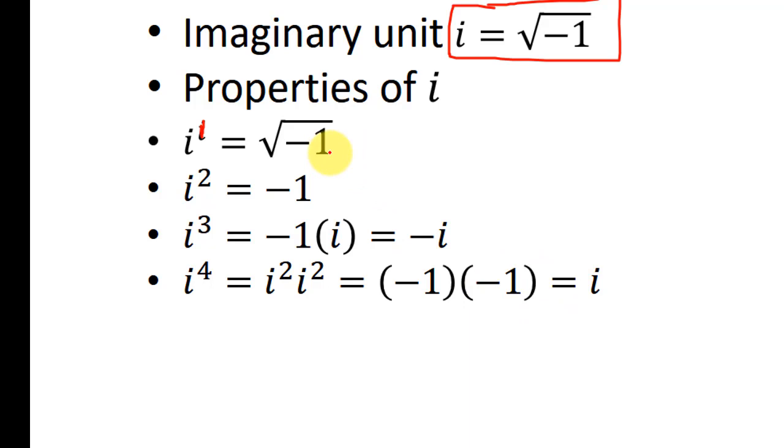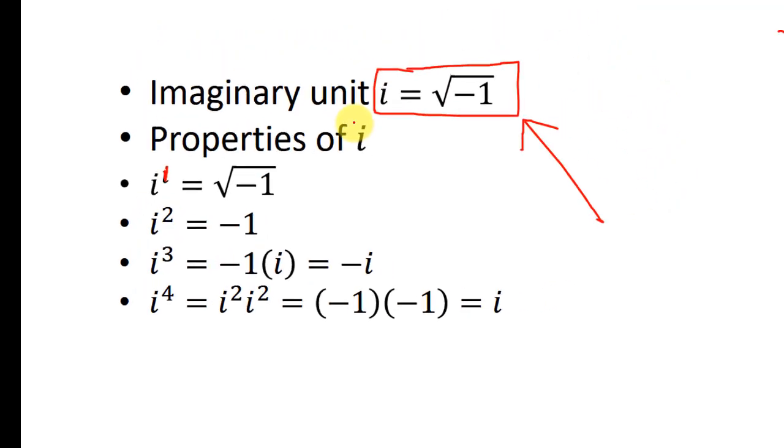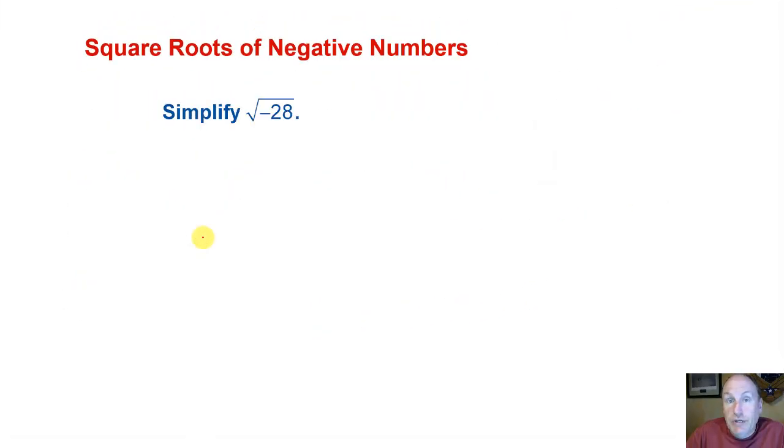It's an interesting pattern. This repeats itself in multiples of 4. So for example, i to the fifth would revert back to i, the square root of negative 1. i to the sixth would be negative 1. i to the seventh would be negative i, and i to the eighth would be 1. And it continues to repeat itself. So those are some properties, but the biggest takeaway from here is that we can solve the square root of negative numbers with this imaginary unit. So let's do a couple of examples.